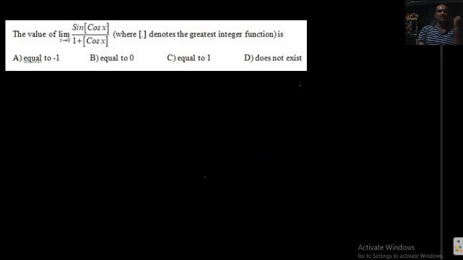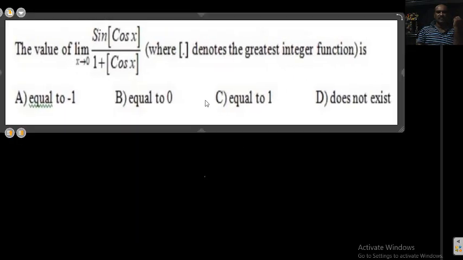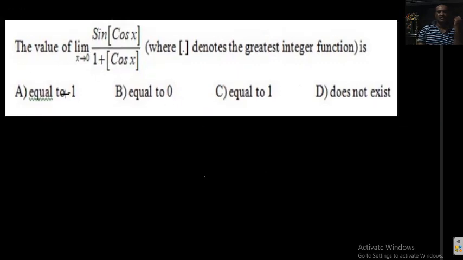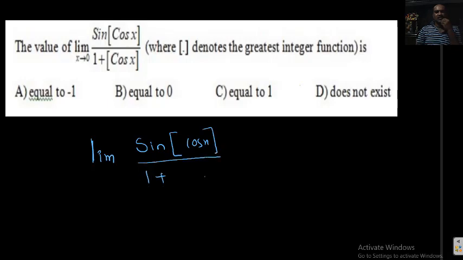Okay, another interesting question, students. So the greatest integer function is involved. The limiting value of sin[cos x] by 1 plus [cos x], x tending to 0, equal to what?